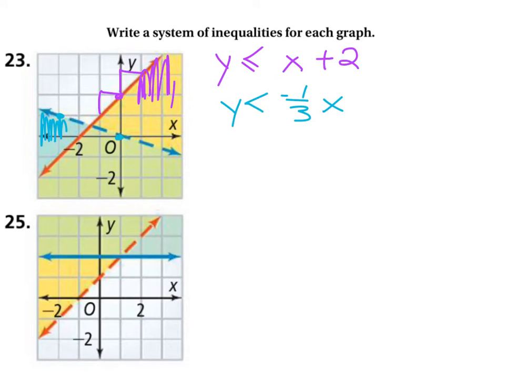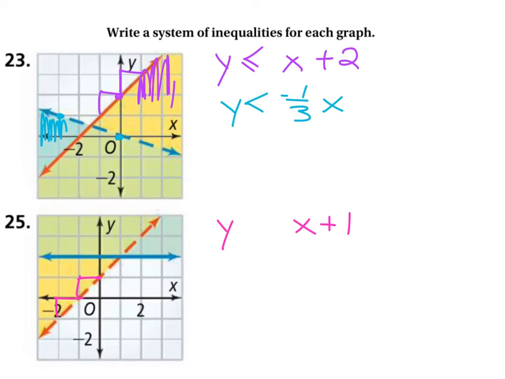For number 26, what are we dealing with here? Let's do the red line first. Where is it crossing through the y-axis? It's crossing through right there at 1. So we can write y equals something x, and since it's crossing through 1, we say plus 1. Now what's the slope? Rise 1, run 1, to get from one point on the line to another. So it's a slope of 1, so we don't have to put a coefficient.